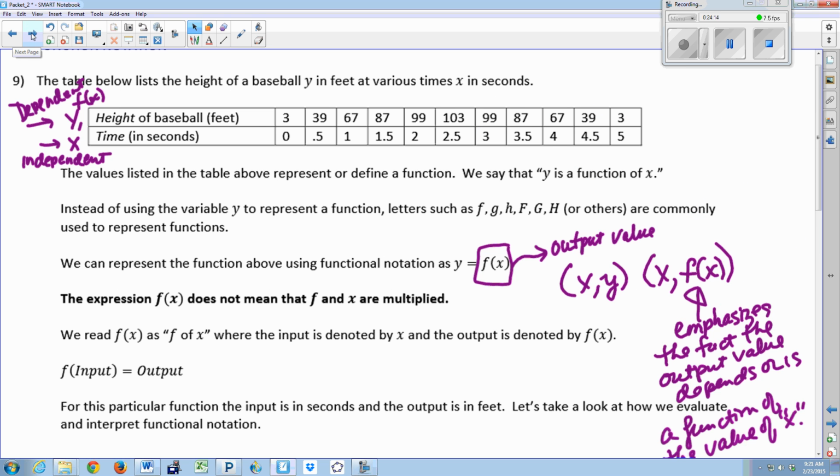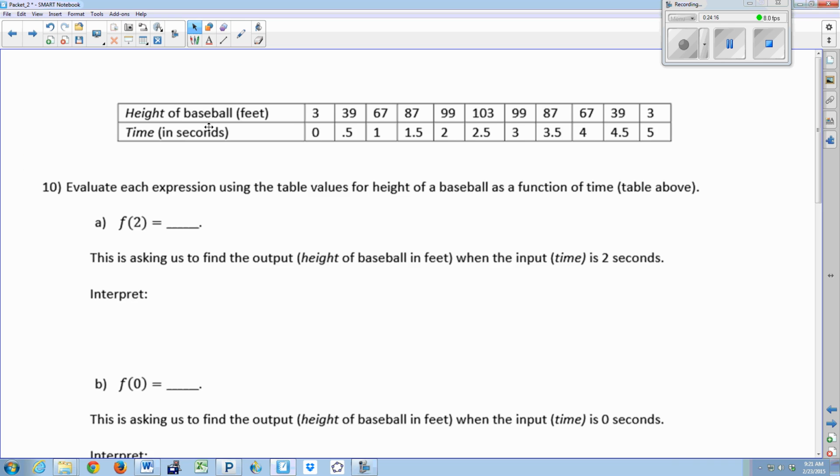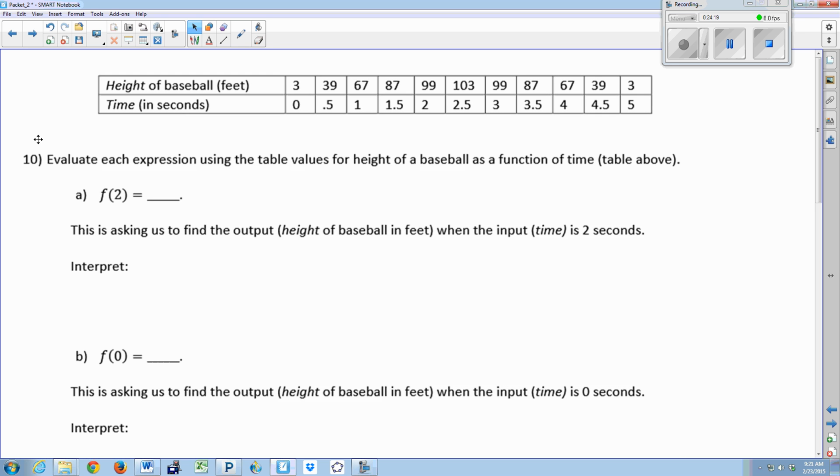And it may be totally new for some of you, and many of you may have seen this before. So let's take a look at this. Notice it says evaluate each expression using the table of values for height of a baseball as a function of time in the table above. So this says f of 2. This is how we read it. f of 2. So what that means is 2 is my input value or my x value. So how do I find the output that's associated with f of 2?